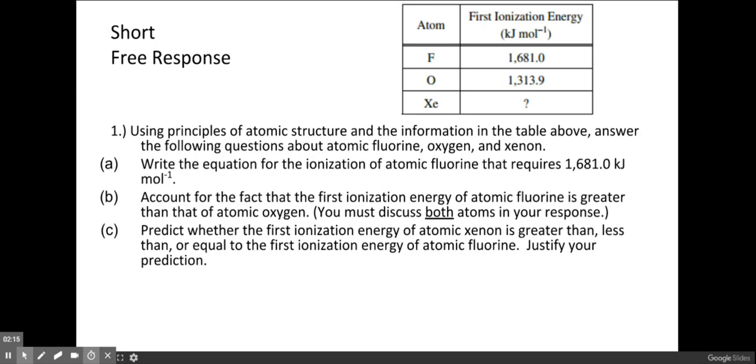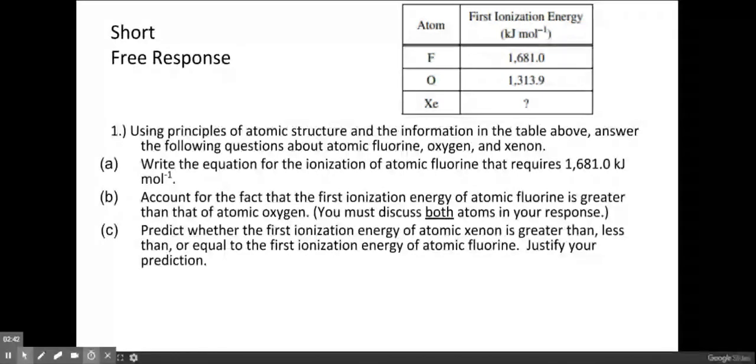So the first question says to write the equation for the ionization of atomic fluorine that requires 1681 kilojoules per mole. So let me just draw your attention to that. They're not asking you to do any calculations. They want a chemical equation showing how, when 1681 kilojoules per mole of electrons are removed, what does that look like in a chemical equation format? So they want you to write that equation.